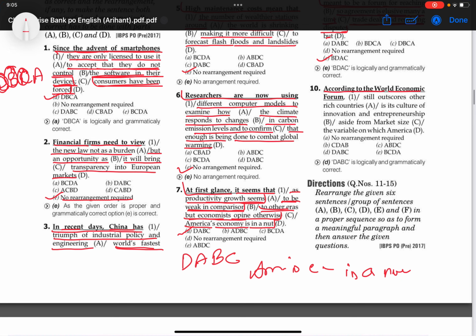According to the World Economic Forum, still outscores other rich countries is its culture of innovation and entrepreneurship, aside from market size, the variable on which America.